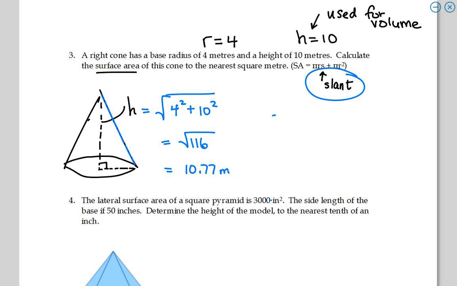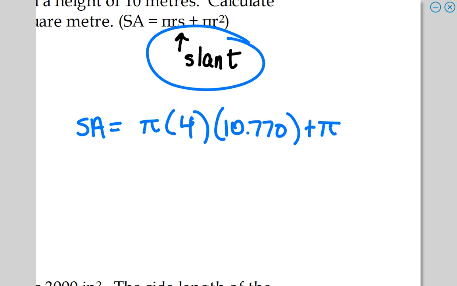And then now we can jump into this surface area formula. Pi r is 4. Whoops. R is 4. S is 10.77. What was the third decimal? I usually take about 3 decimals for accuracy. 0? Okay, perfect. That's pi rs plus pi. And just a word on pi, please use the pi button on your calculator. Don't use 3.14. Okay, use the pi button.